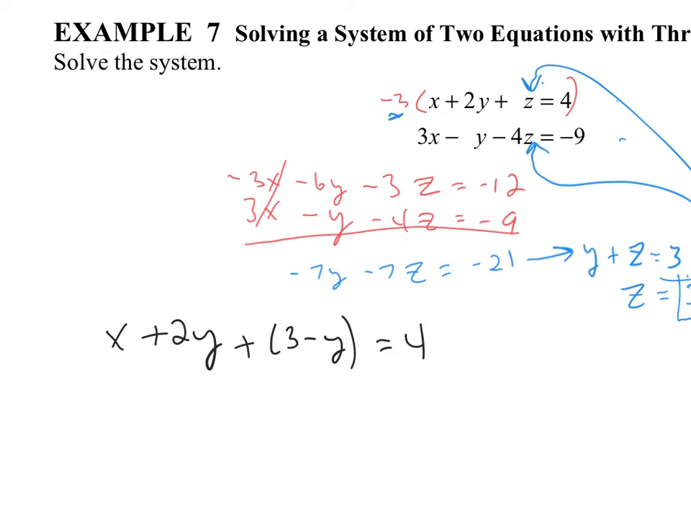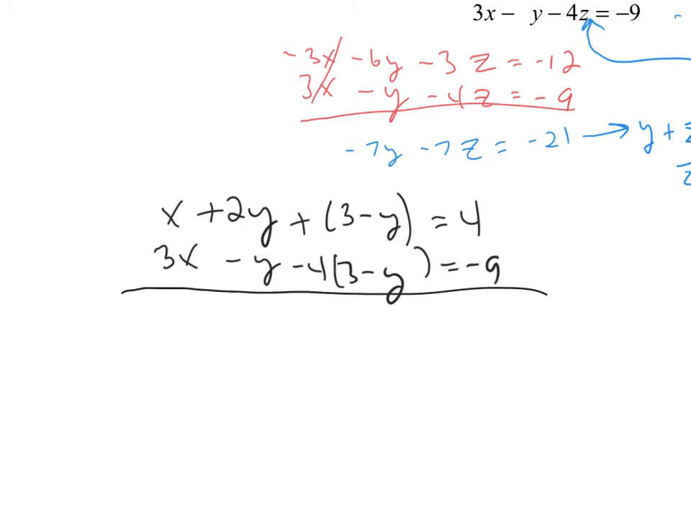The bottom equation, 3x minus y minus 4 times (3 minus y) now equals to a negative 9. So there's my two equations, which is x's and y's. So it'll take a couple seconds. I got to distribute this negative 4, and I need to probably combine the two y's and move the 3 over in that one. So that looks like x, 2y minus a y is just a y, and then the 4 minus a 3 equals to a 1.